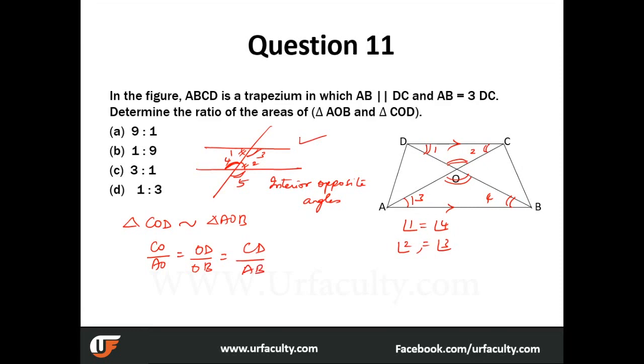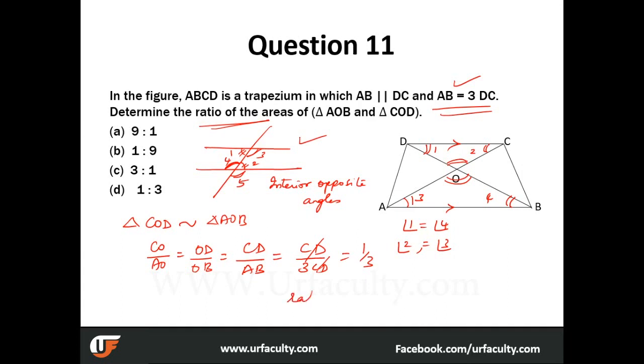Now, what are we given here? AB is equal to 3 DC. So where is AB and DC? It is over here, right? So if I substitute the value AB is equal to 3 DC, what happens? And what are we supposed to find? The ratio of the areas. So if I substitute that value, this is equal to what? CD by 3 CD. Instead of AB, I am putting this value. So what do I get? I get 1 by 3. So the ratios of the sides are 1 by 3.